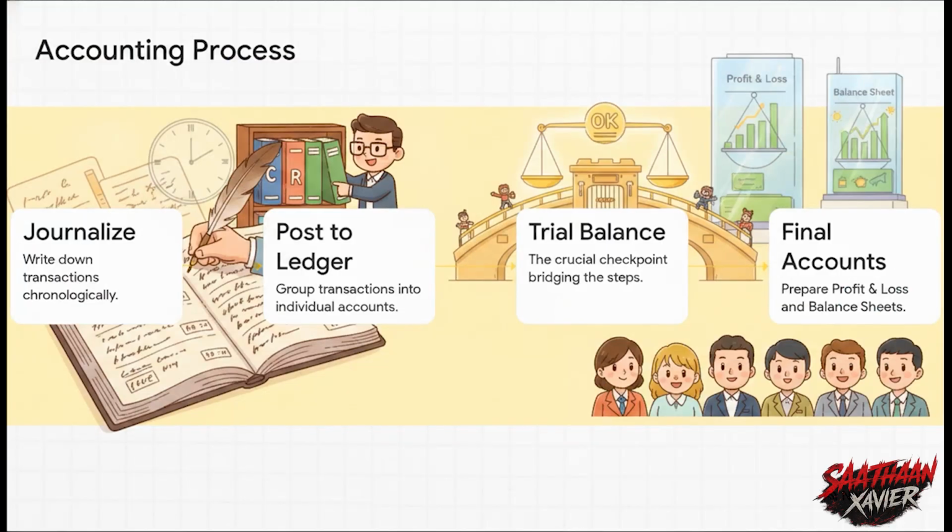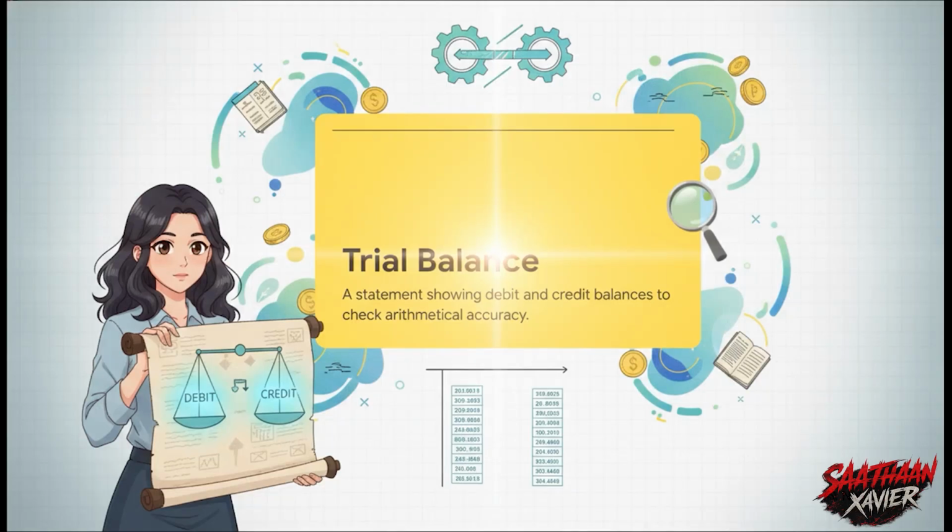You see, accounting is basically a chronological cycle. Phase 1 is journalizing, literally just writing down transactions as they happen in real time. Phase 2 is posting those entries into individual ledger accounts, which means you group all the cash stuff together, all the rent stuff together, and so on. Now, the trial balance is the absolutely crucial third phase. It acts as the bridge. You literally cannot move to phase 4, which is creating those final profit and loss and balance sheets, without passing through this checkpoint first.